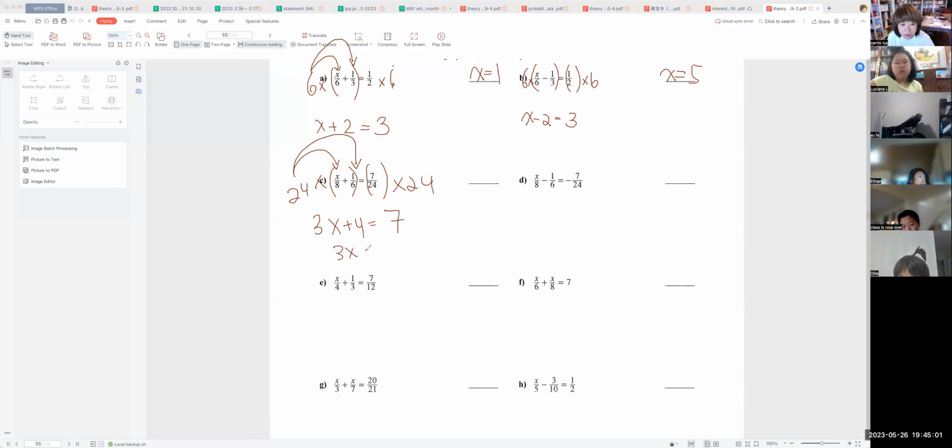So 3x equals 3, right? Because 7 minus 4 equals 3. So x equals 1. Correct?